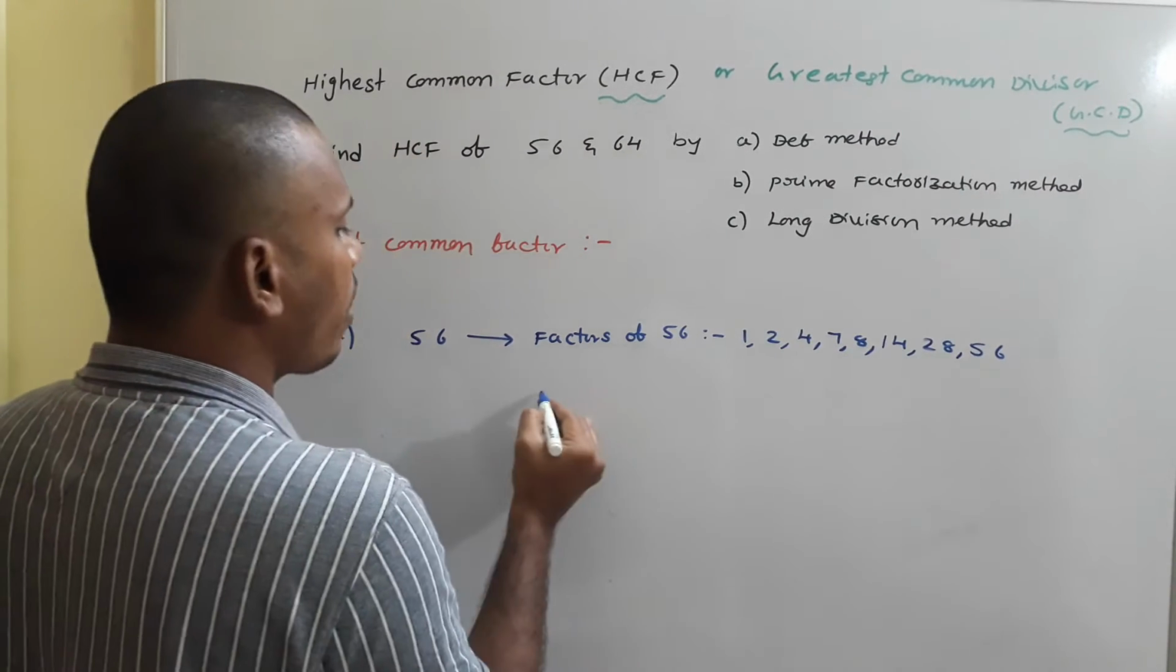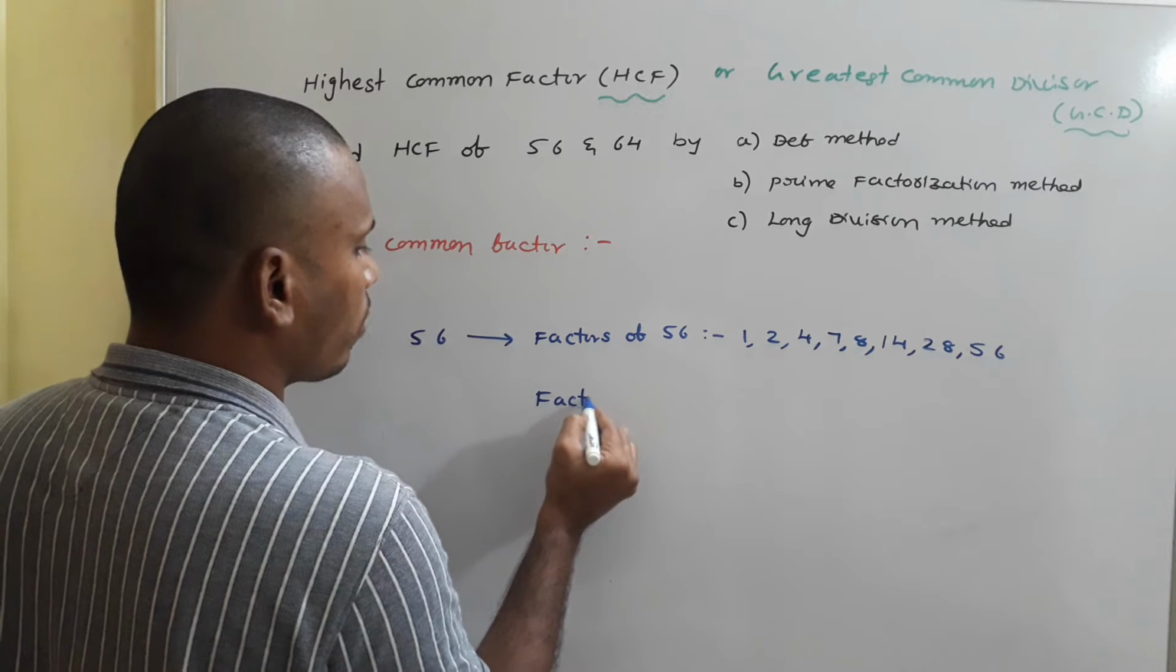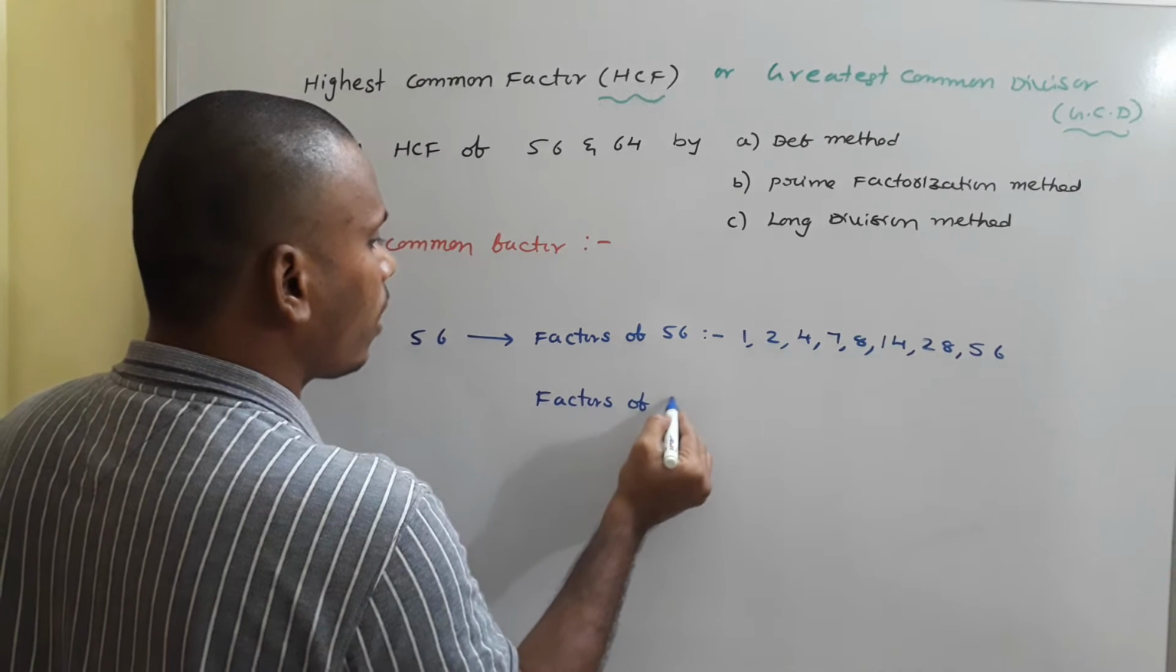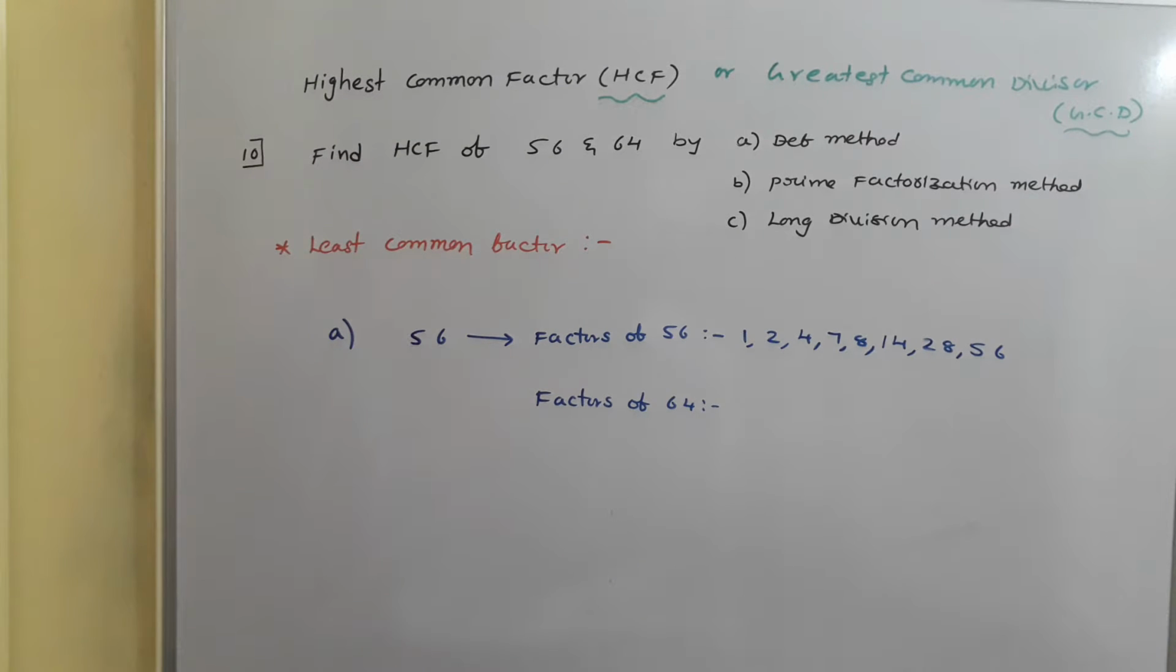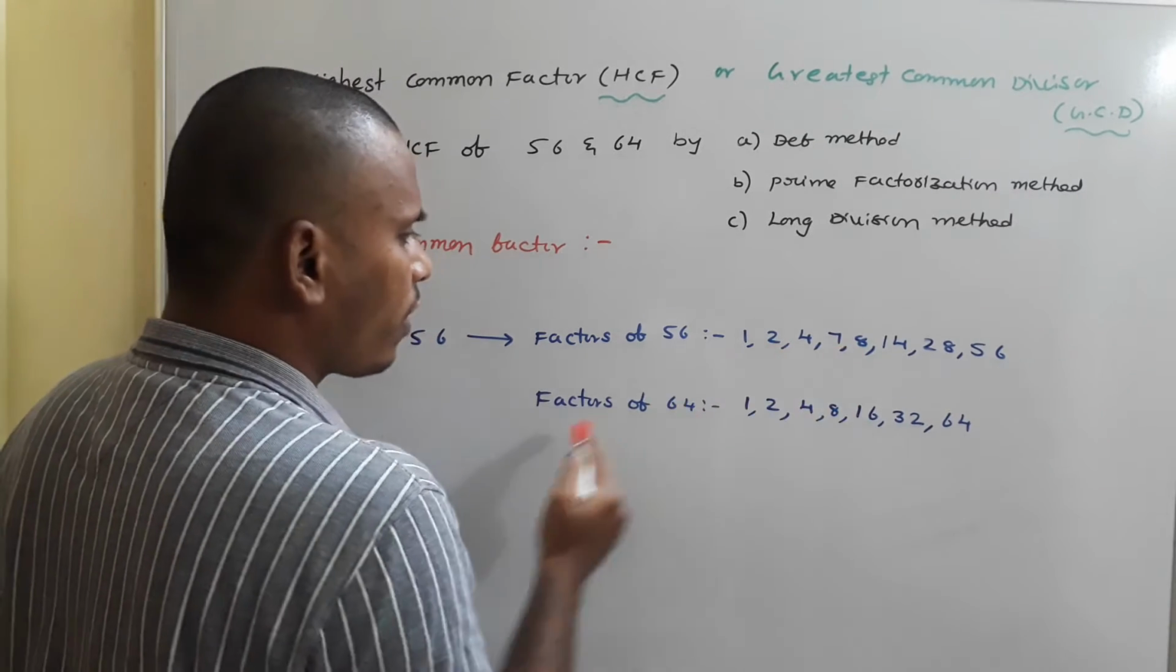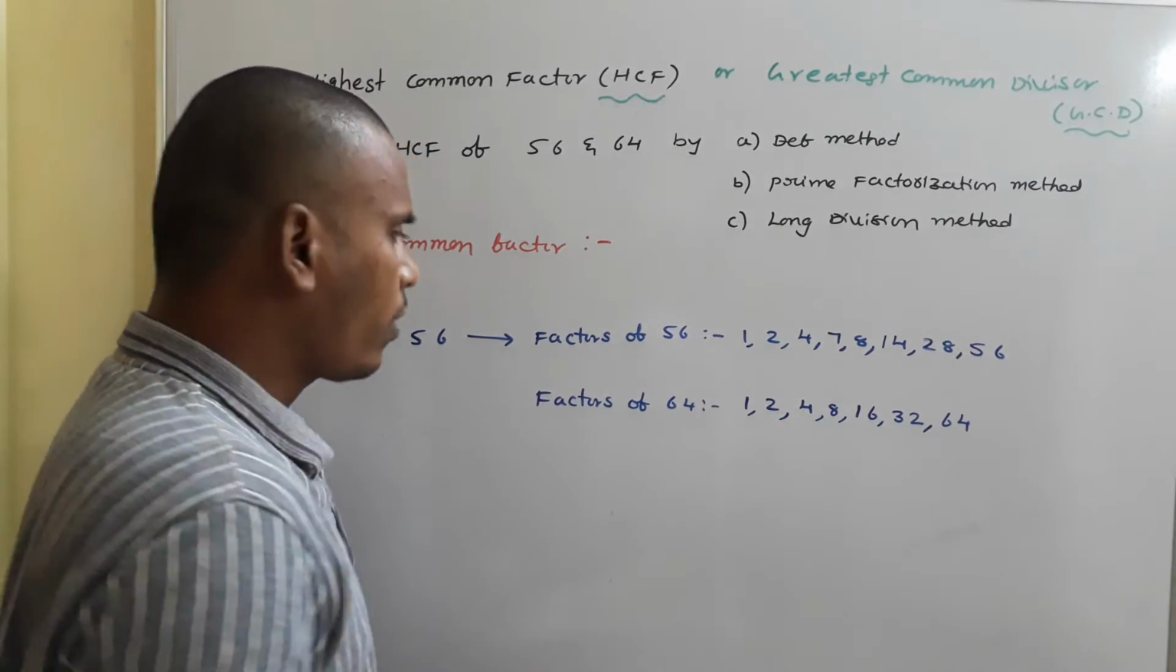And what about the factors of 64? So these are the factors of 56, and then these are the factors of 64.